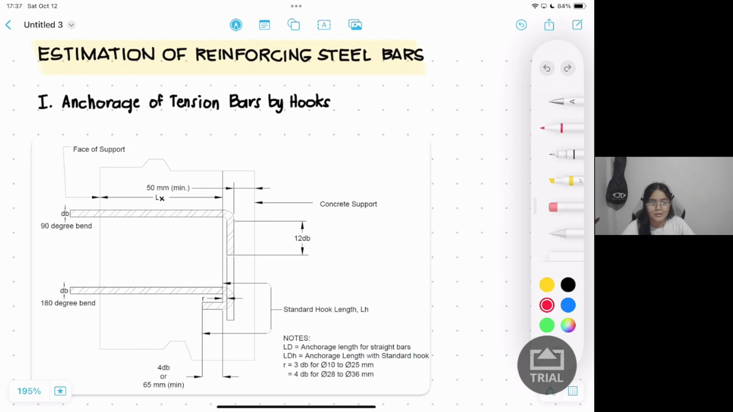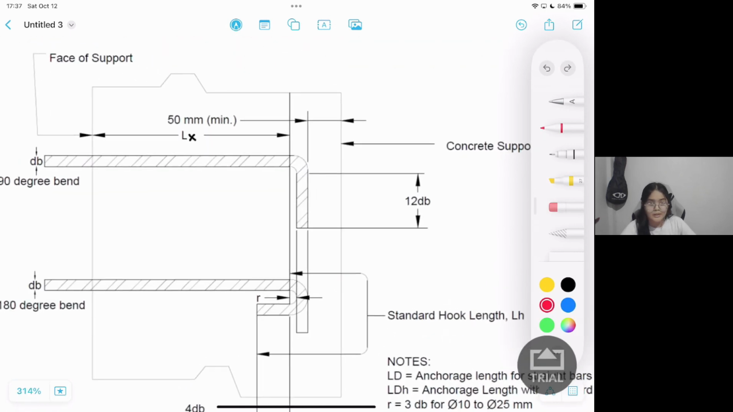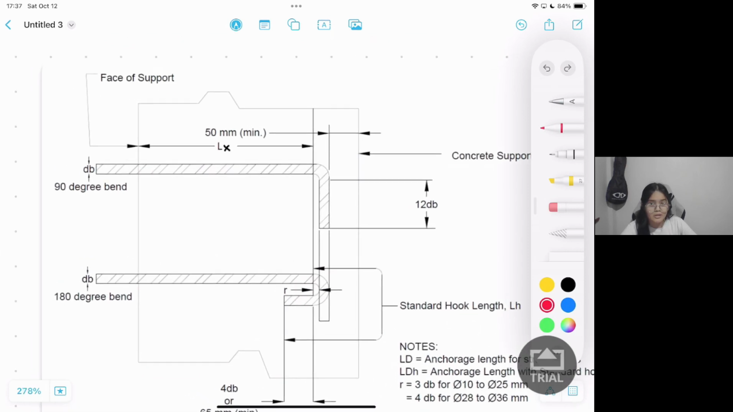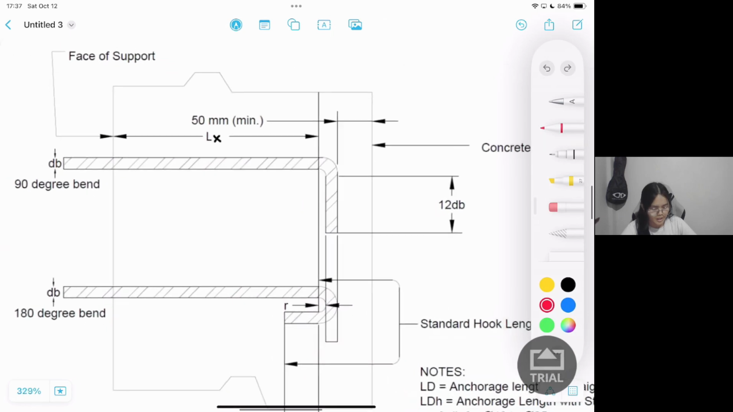Okay, so yung first na ituturo ko sa inyo ay yung pag-estimate ng anchorage of tension bars by hooks. So, ganito ang figure niya. Meron tayong support. Let's say, yung support na yan ay isang column. And then, meron tayong example figure ng RSB na may 90 degree bend and the 180 degree bend. So, i-discuss ko sa inyo kung paano i-solve yung total length ng mga nakabaon na RSB.